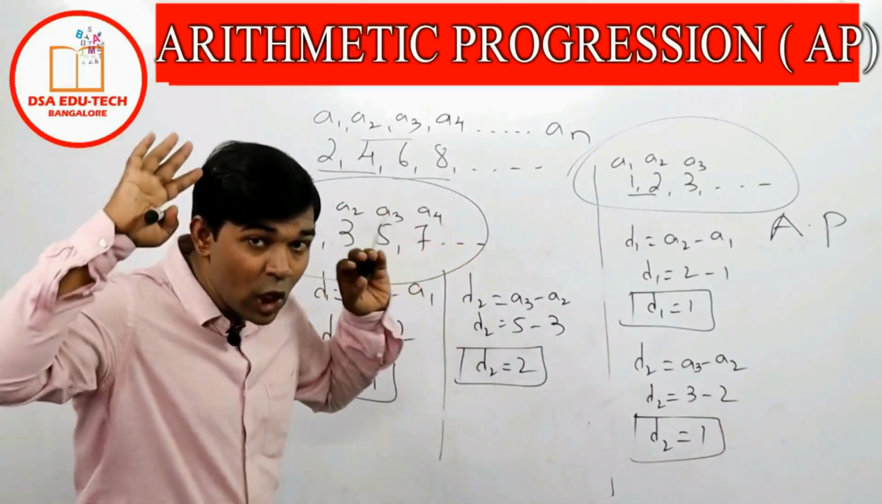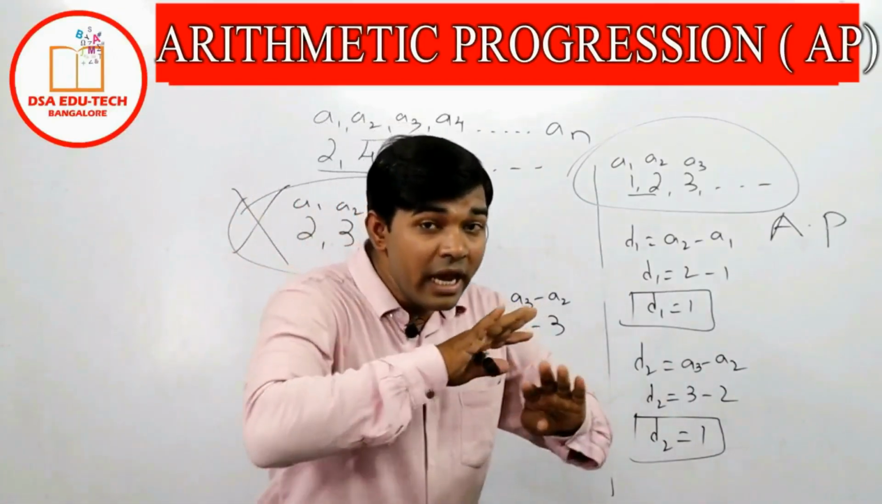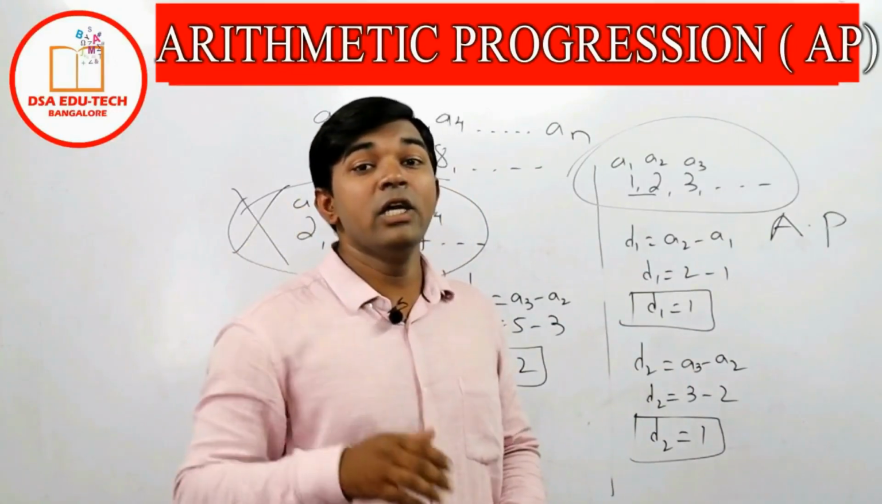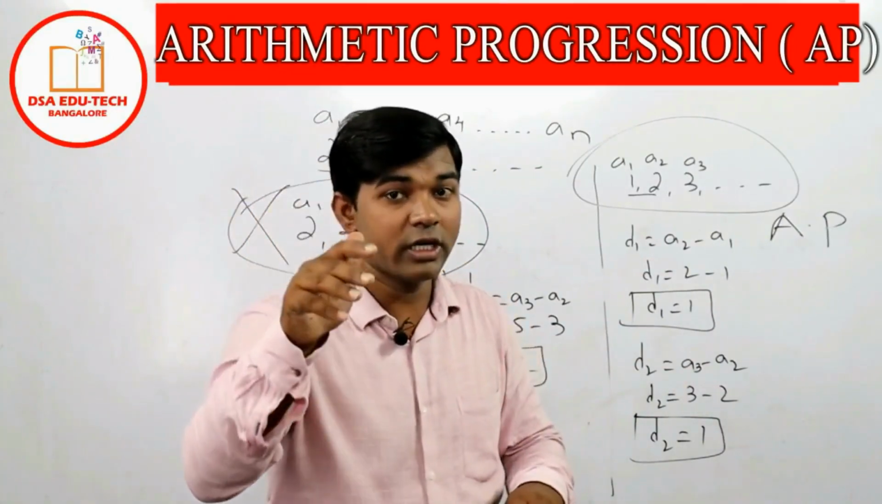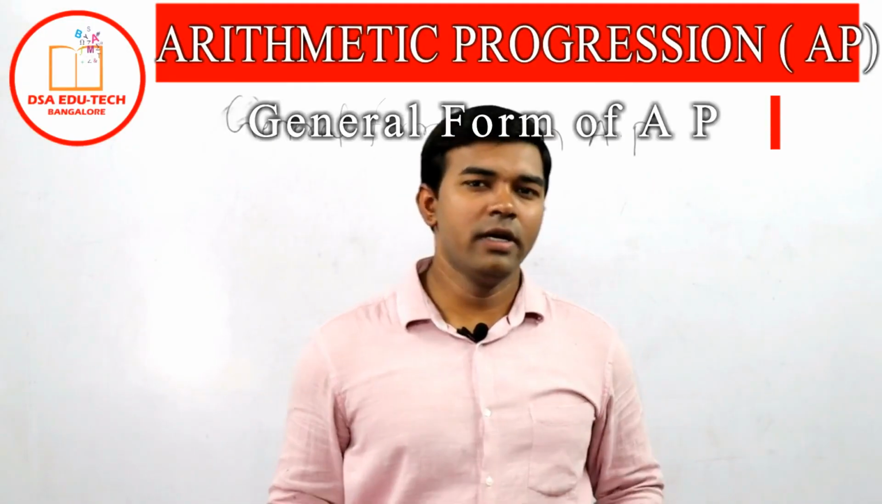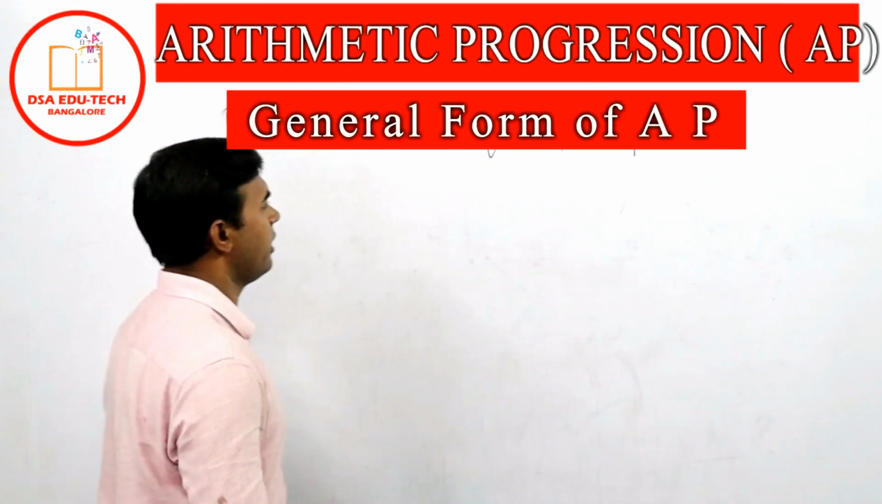Everyone understand that? So when you don't get the D1 and D2 values the same in any given number series, it is not an AP. Everyone understand? Yes. So next, let me find the general form of an AP.